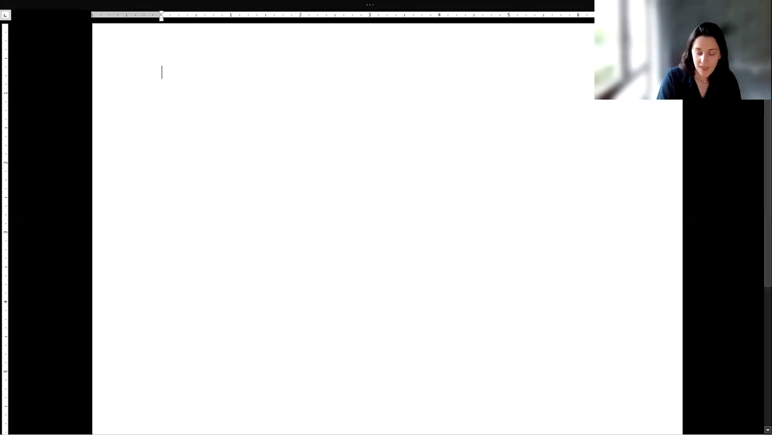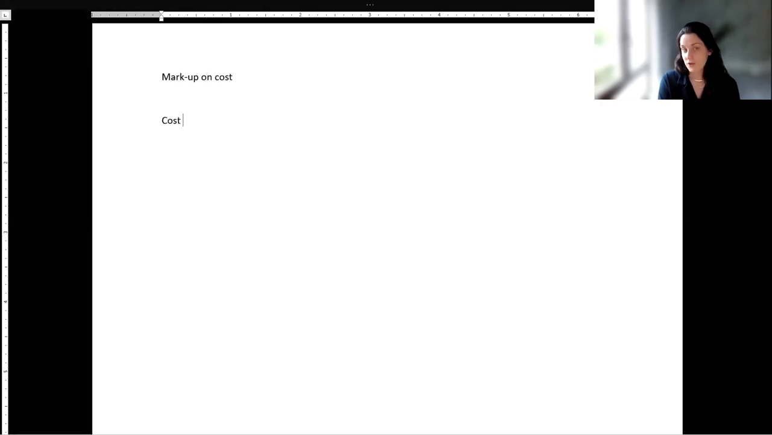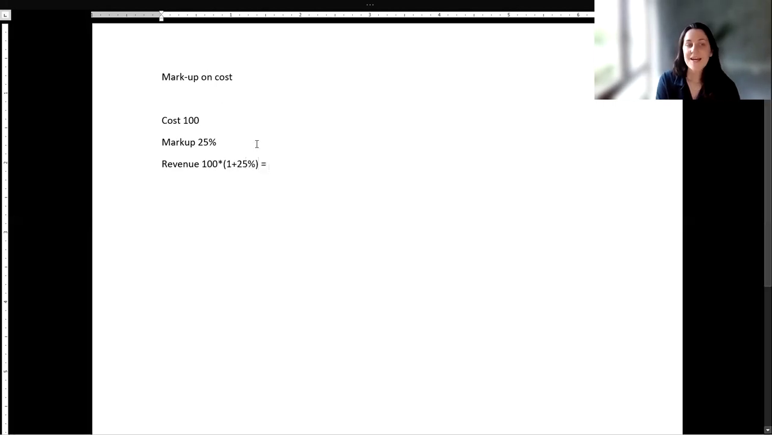Now, first we are going to talk about markup and margin. What is the difference? Markup is going to be given on cost. So if, let's say, you have a cost of $100, you have a markup of, let's say, 25%, then this means that the revenue that you are going to get, or the price that you are going to charge, is going to be 100 multiplied by 1 plus 25%, meaning that revenue that is going to be earned is going to be $125.